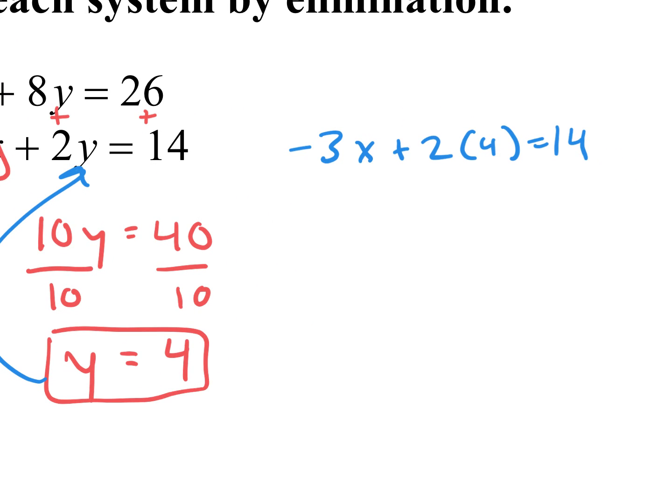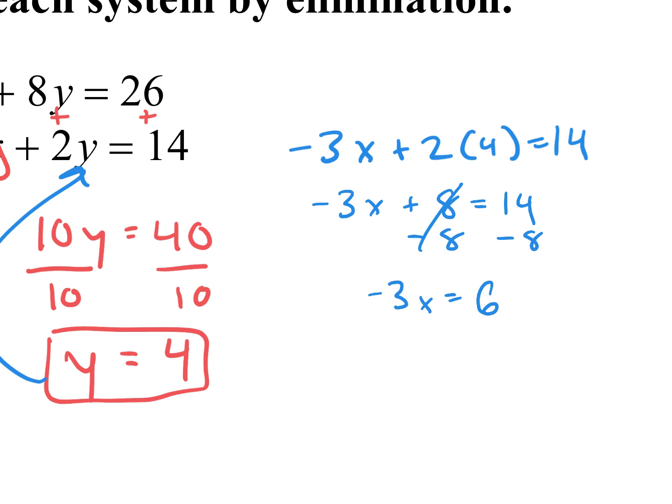Oh, you gotta, times 2 more. So it's 2 times 4. Marina, what should I do next? Minus 8. Minus 8. So negative 3x is equal to? What's 14 minus 8? 6.